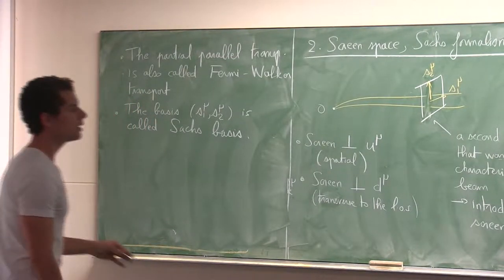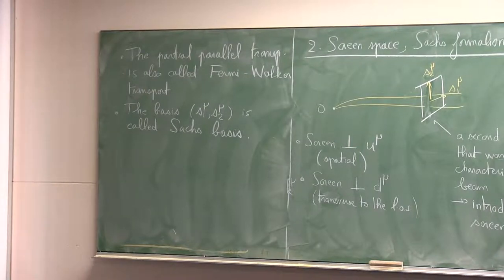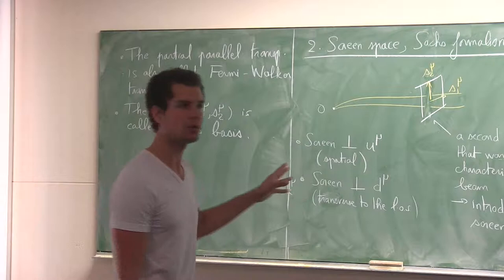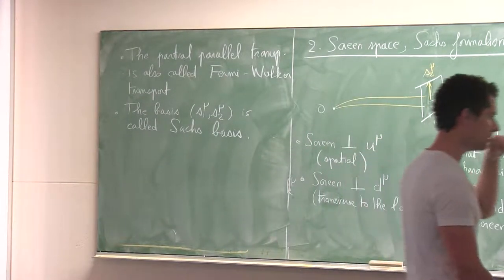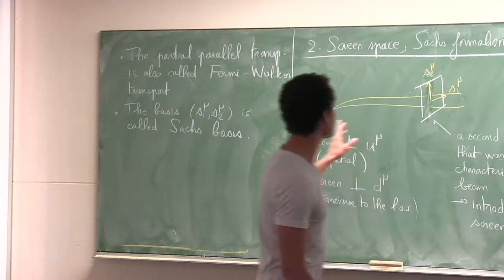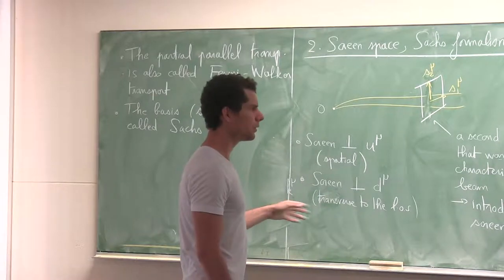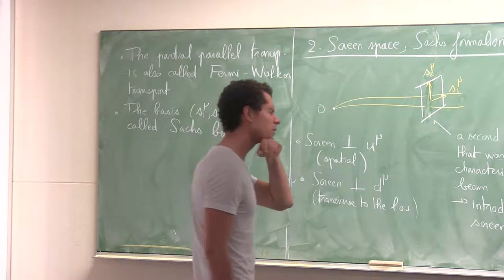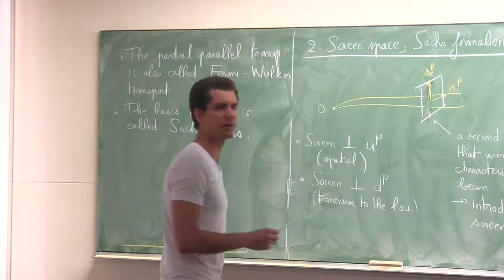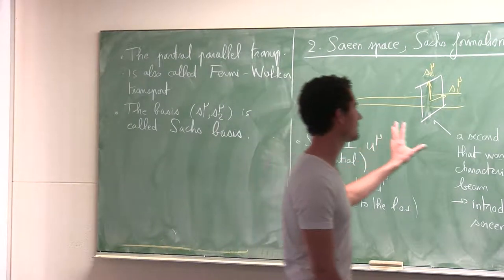Right. Just a remark also about that. There are other ways to characterize the screen spaces. You would find, for example, if you look at the review by Volker Perlick, called Gravitational Lensing from a Space-Time Perspective, it's a very good reference. And also I think in the book Gravitational Lenses by Ehlers, Falco and Schneider, they are defining the screen spaces in a slightly different way.